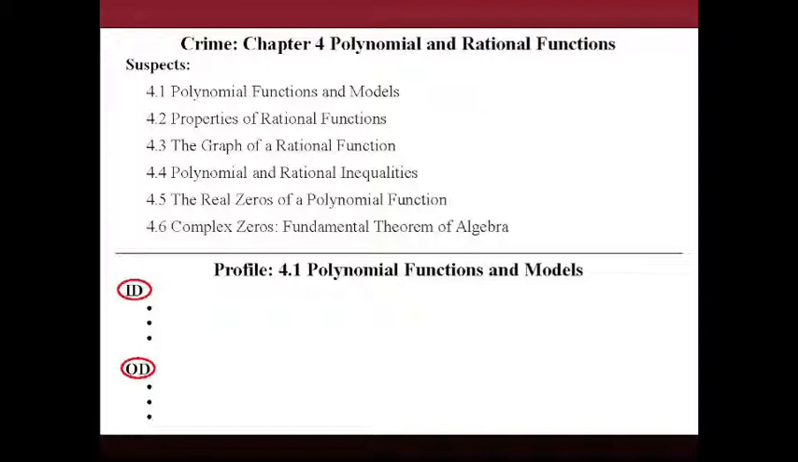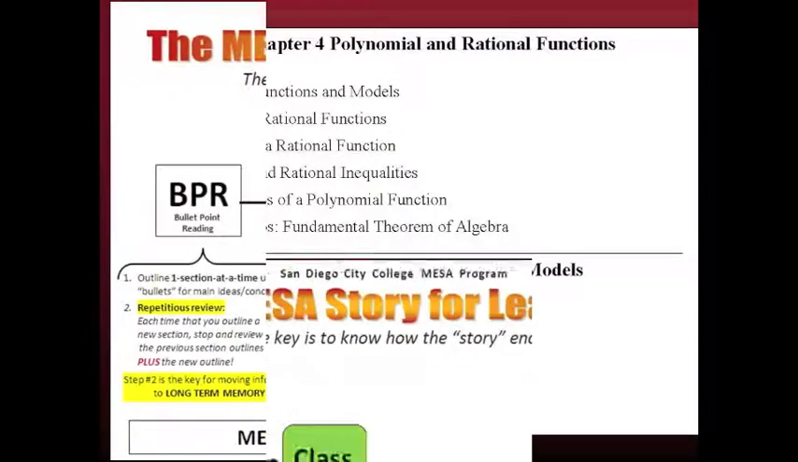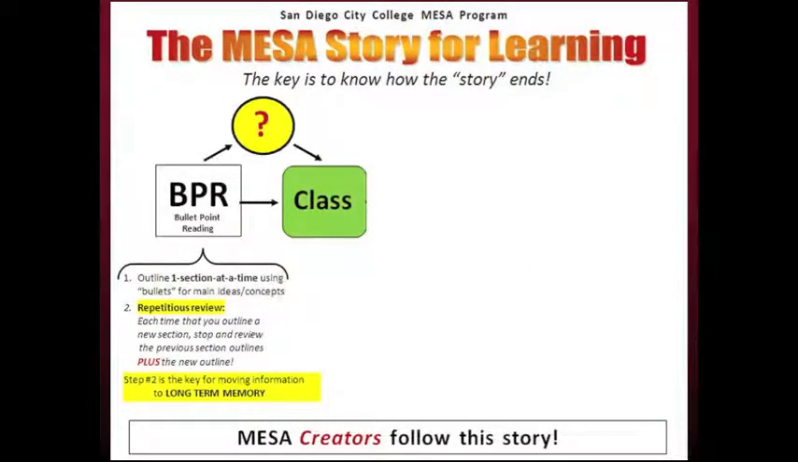The ID section in the suspect profile refers to important details. These details are quickly found in the section summary in the Pre-Calculus book. The OD section in the suspect profile refers to other details. If necessary, you can find these details in the corresponding section of the book. Remember, your profiles must include enough information for you to recognize each suspect. If you don't understand something when doing BPR, just write a list of questions to ask in class. There is no pressure when doing BPR. You are simply preparing yourself for class.